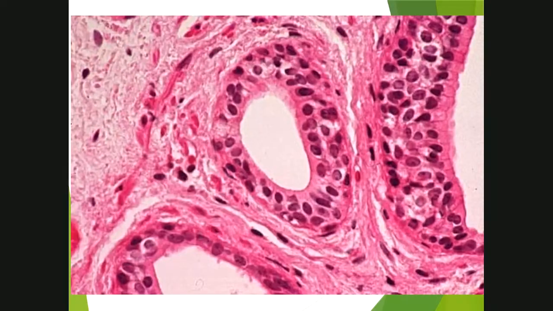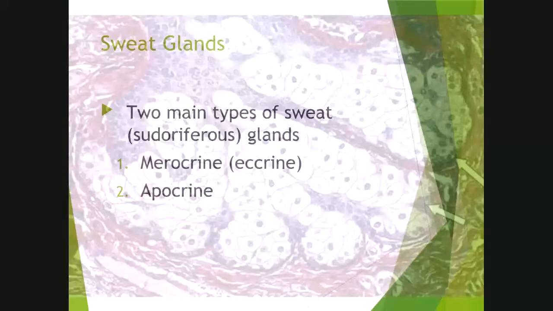This one is a cross section, but this is tubular. So this is tubular and merocrine. If we could see this one over here better, we would see the tube. But all glands can be classified both ways.